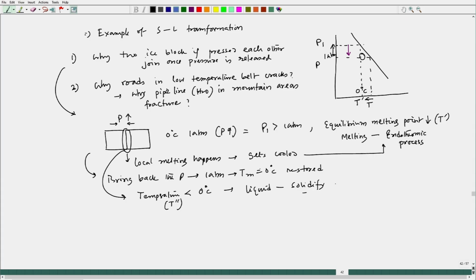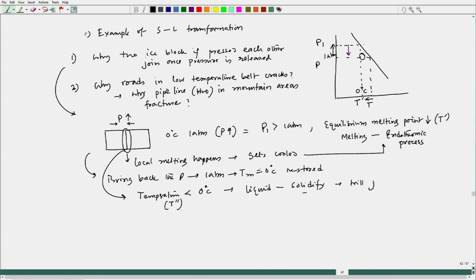Both ice cubes, because of the increase of pressure, have melted locally, and those liquids are mixed properly. Now, that mixed liquid we are bringing back to solid. So, it will be a fantastic solid union, and the two ice cubes will join. This is exactly happening because of the typical negative slope of dP/dT for the solid-to-liquid transformation.